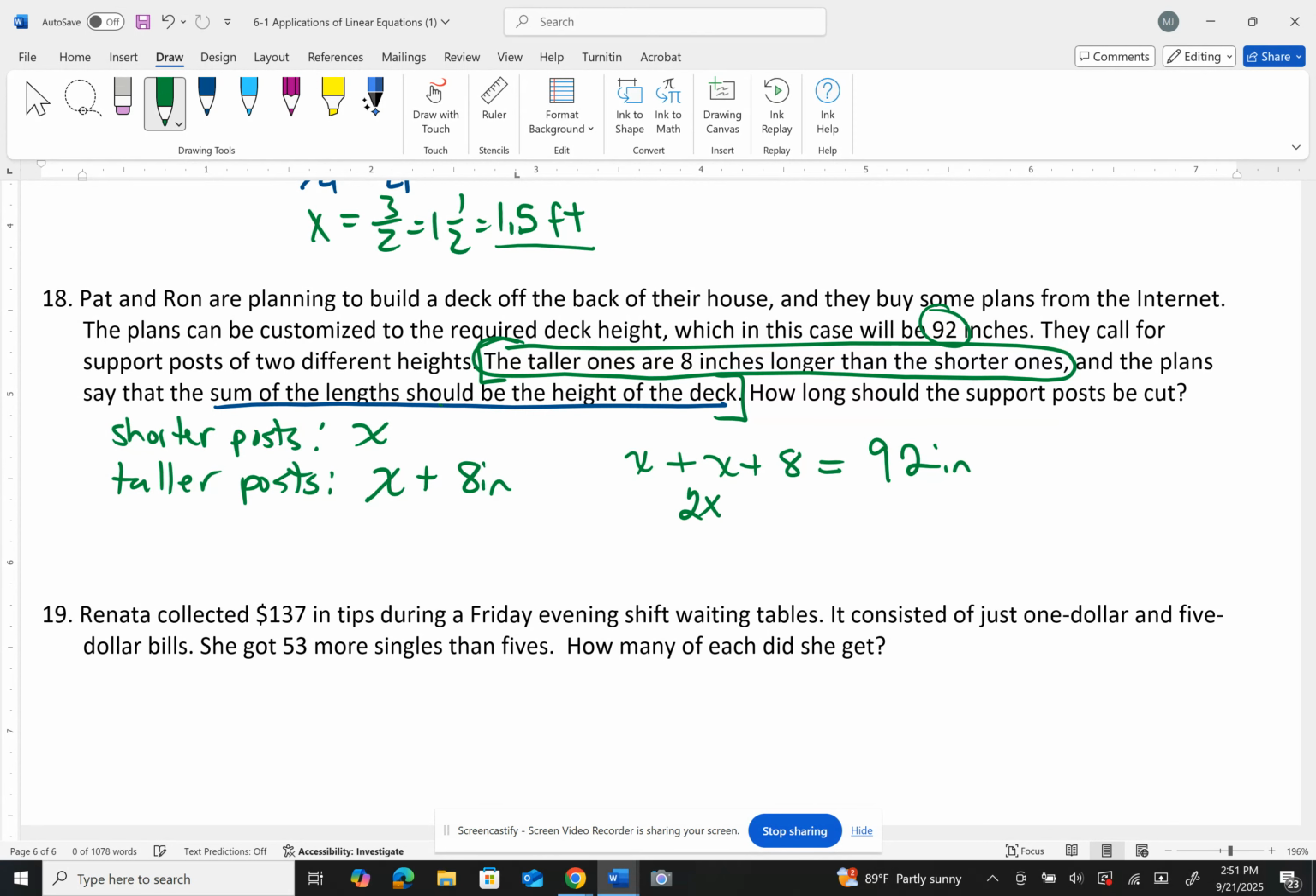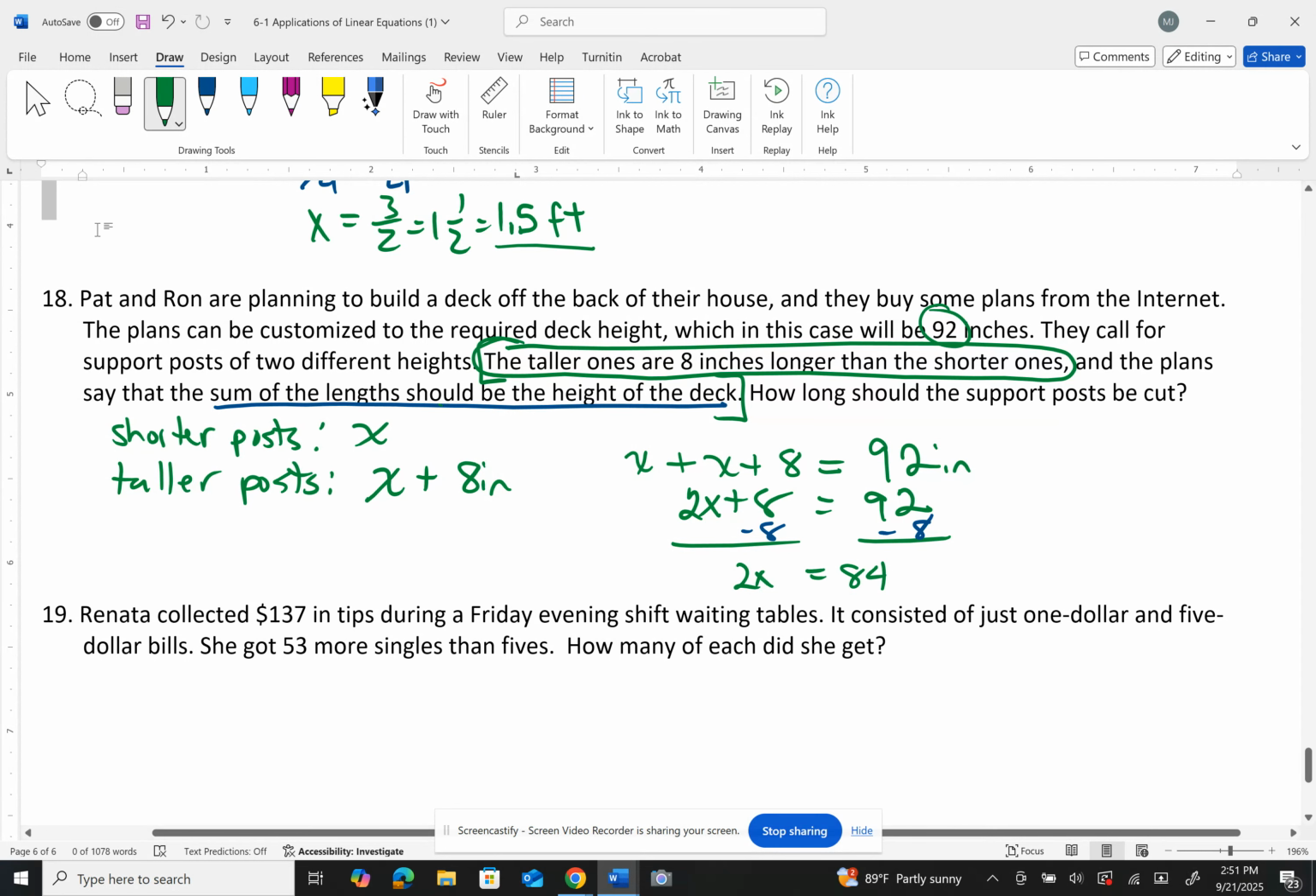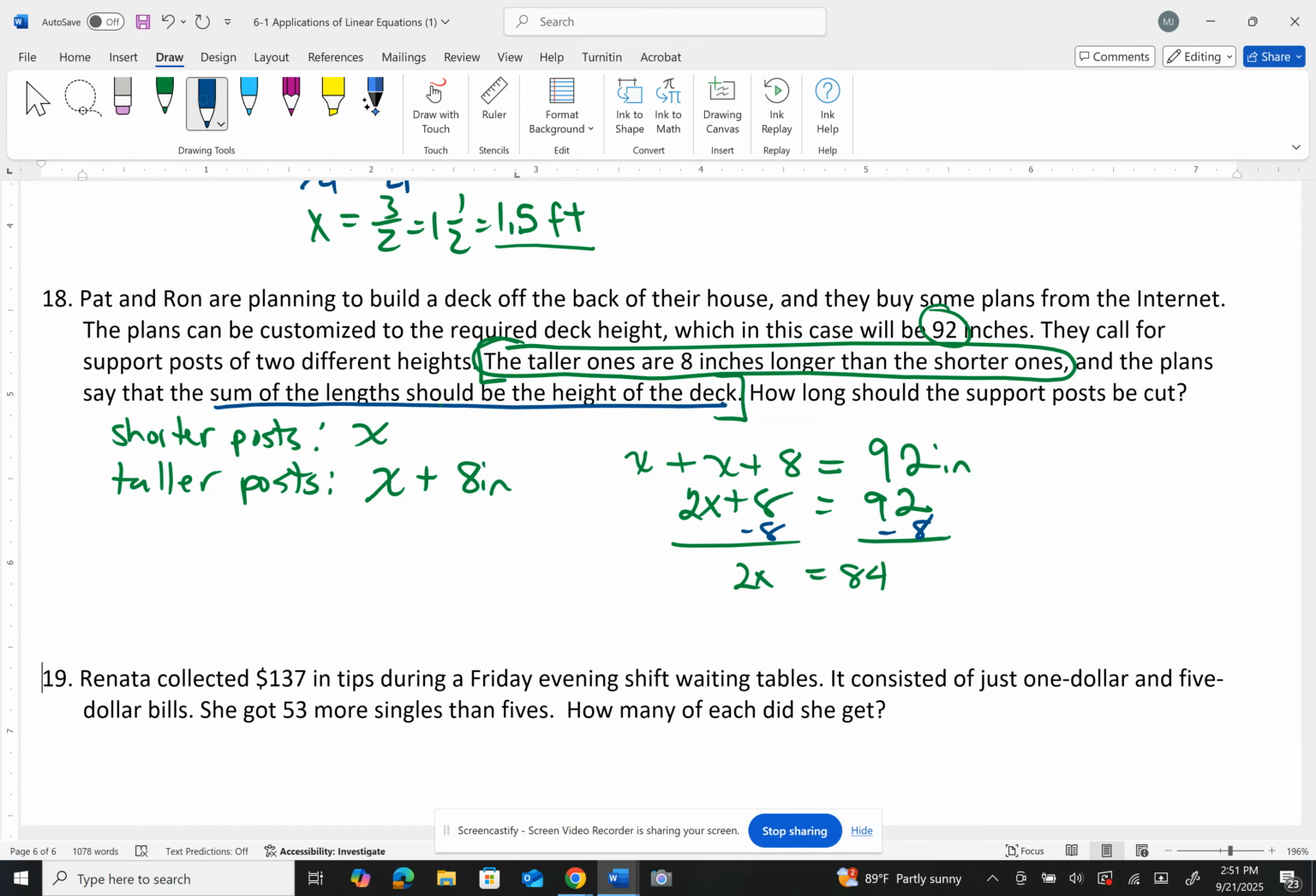So here we would have 2x plus 8 is 92. And we could go in and subtract 8 from both sides. And when we do that, we get that 2x would equal, what is that, 84? Okay. And then once we get that, we'll divide by 2 to get what x is, and x would be 42. And you can go back to where you told yourself that that was the length of the shorter post. So 42 inches, and that's the length of the shorter post.